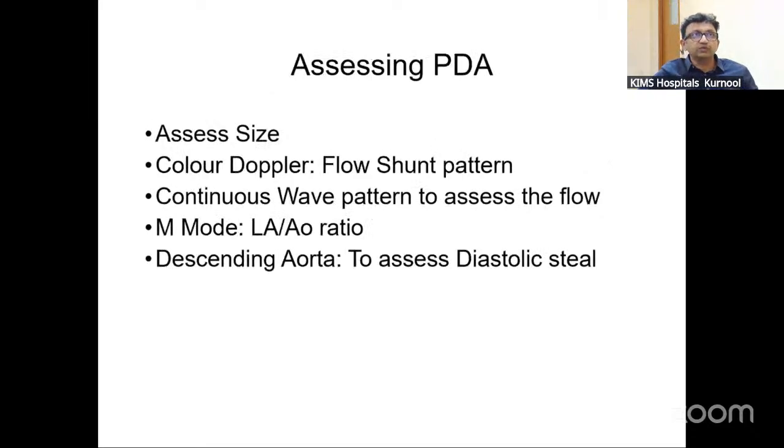So normally what do we do? I won't go into depth because it's a big topic on its own. I'll just show you what the basic views should be. Right? We assess the size of the PDA, just the measurement of the PDA. Then you do the color Doppler to see the flow pattern, that is how it is shunting. There's a red flow or a blue flow, or whether there's a turbulent flow, all such things. Then put your continuous wave pattern to assess the flow. In the M mode, you would see the LA:Ao ratio, as I mentioned, in the parasternal long axis view. Then in the descending aorta, you can look for any diastolic steal. That is how you would decide if the PDA is hemodynamically significant.